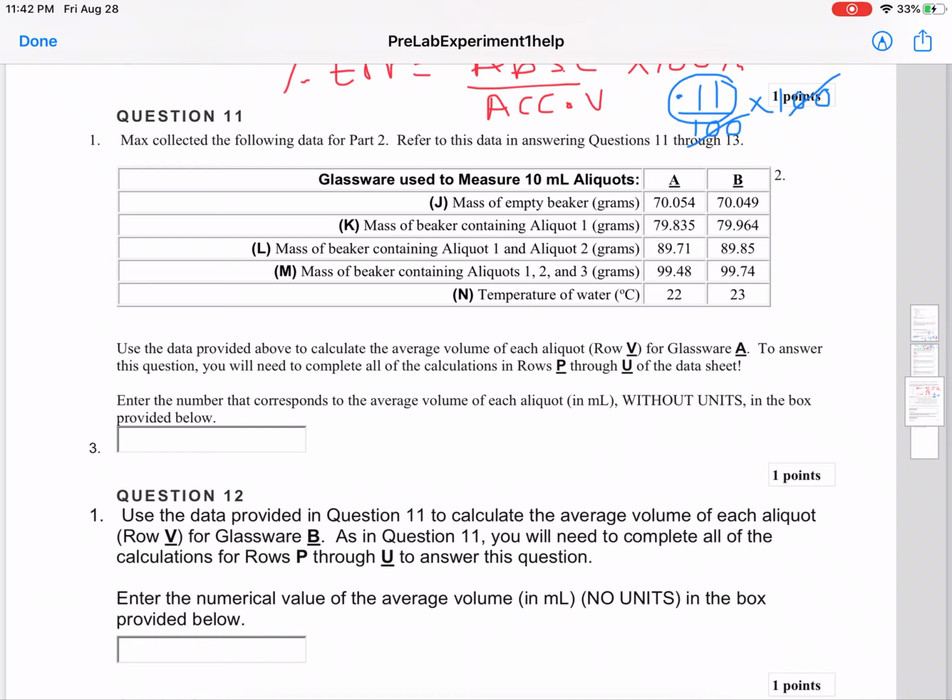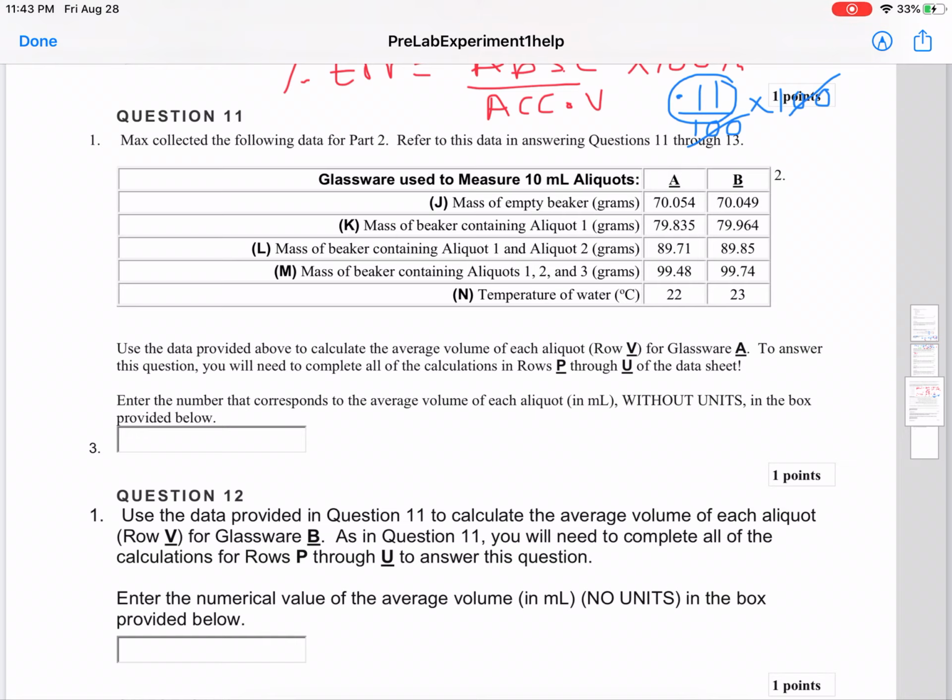J is going to be the mass of the empty beaker, and then you take 10 milliliters from glassware A and put it into the beaker, and then you get the mass. Then to the same beaker you take another 10 milliliters using glassware A, pour it in, and get the mass. You take a third 10 milliliters from glassware A, pour it into the beaker, and get the mass again. So that's how you get the J, K, L, M data, and also the temperature of the water is given.